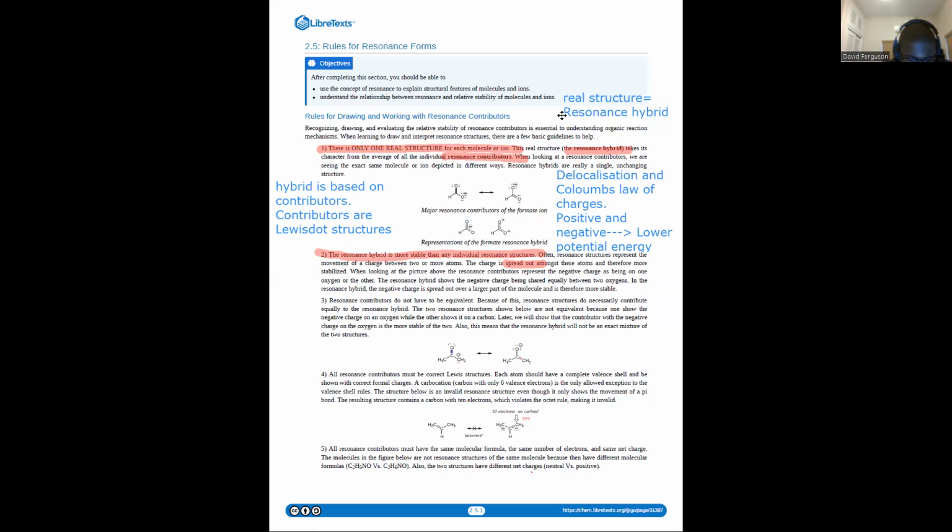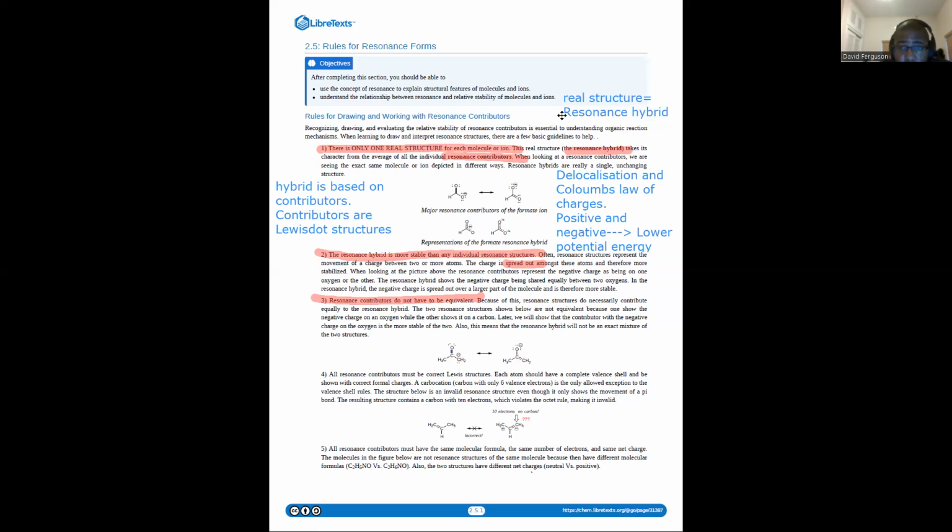Resonance contributors do not have to be equivalent. Okay, so what does that mean? What is that equivalency, or what is that weighting coming from? It comes from the further ideas we'll discuss in terms of how does it really obey the octet rule? Does each atom have an octet?